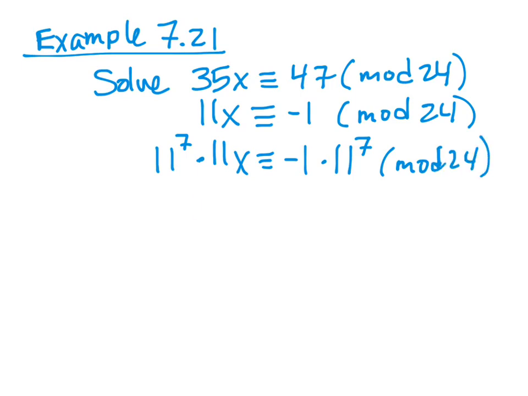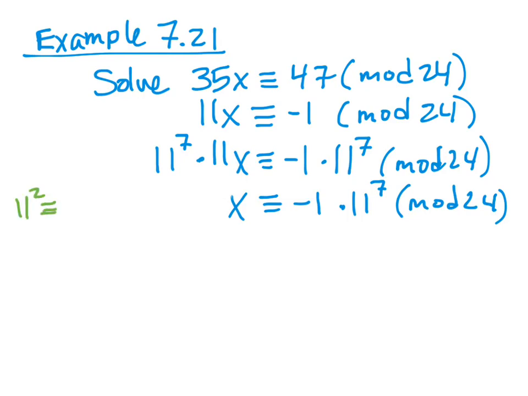we get 11 to the 8th x, and we know that 11 to the 8th is congruent to 1, so that's just x. And then on the right, we can use our normal rules for modular exponentiation to figure out what this is. So let's look at powers of 11, and 11 squared is 121, and mod 24, that's congruent to 1, so that's a nice one to use.